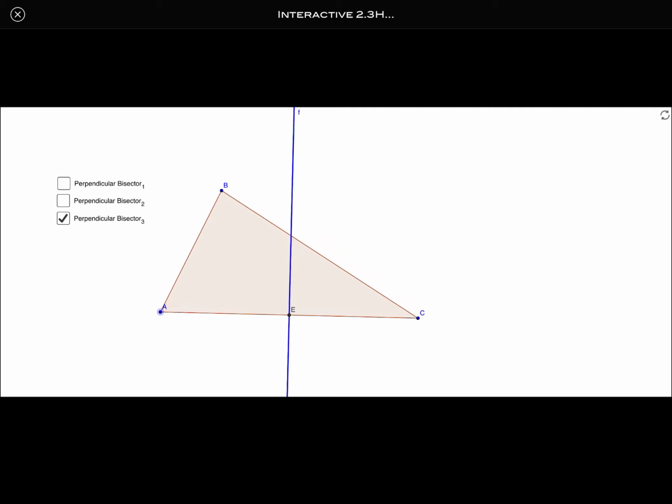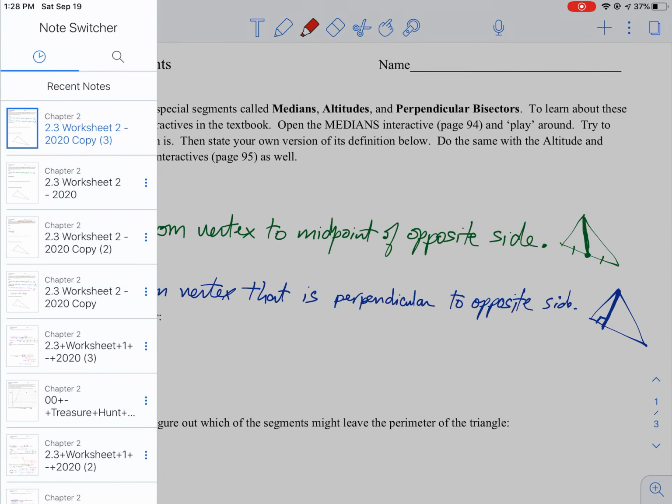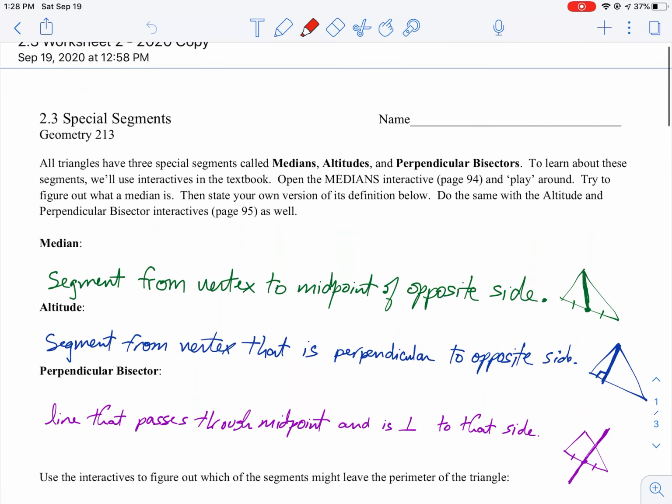It is perpendicular to a side of a triangle, and it cuts it in half or bisects it. So it passes through the midpoint. So then I'll define that one, and you can write this in your notes as well. So there are all three segments defined, although perpendicular bisector ends up actually being a line, but we do call it one of the special segments. So it's a line that passes through a midpoint of a side of a triangle and is perpendicular to that side. And that's what's written there in purple, also with a diagram.